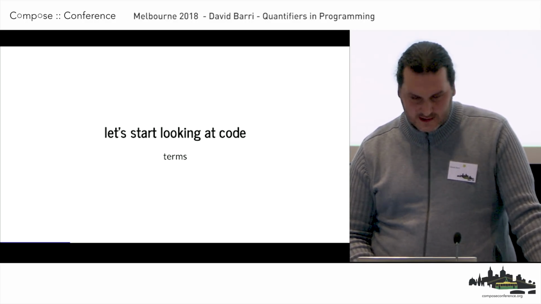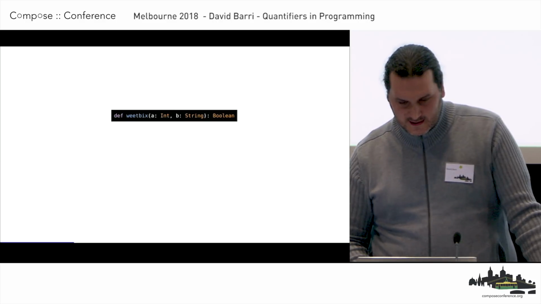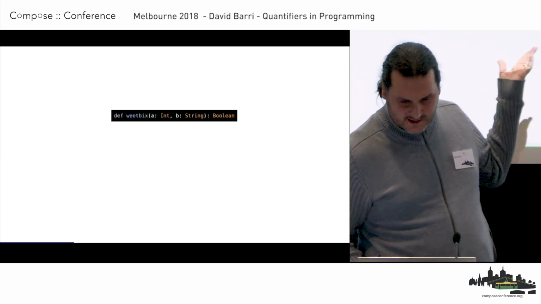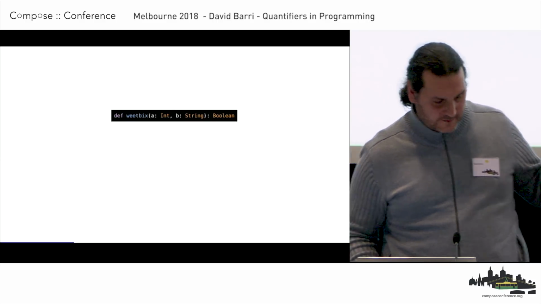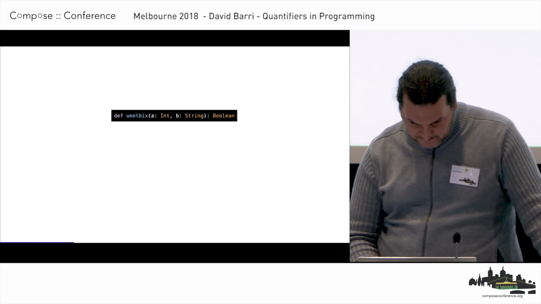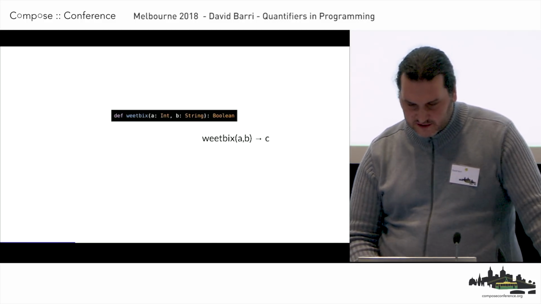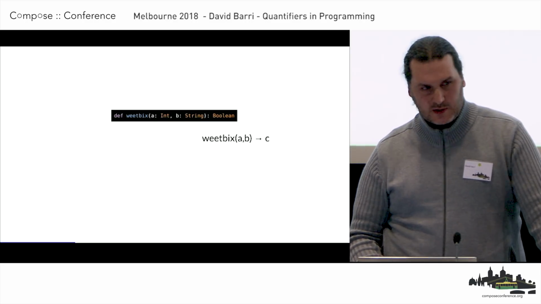So, code. Let's start with terms. Consider this function, wheatbix. It takes an int and a string and returns a boolean. Let's turn this into a logical expression, only focusing on terms. So, okay, wheatbix of A and B implies C.